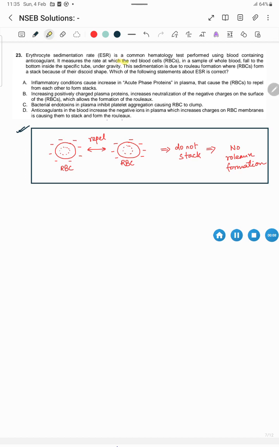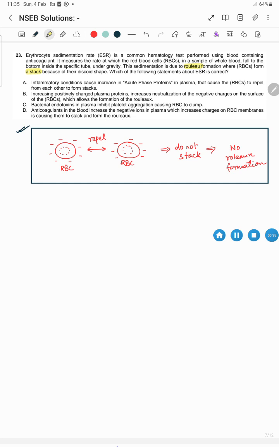Erythrocyte sedimentation rate. It is a common hematology test performed using blood containing anticoagulant. It measures the rate at which the red blood cells in the sample of whole blood fall to the bottom inside the specific tube under gravity. This sedimentation is due to the rouleau formation, where RBCs form a stack because of their discoid shape. Which of the following statements about ESR is correct?